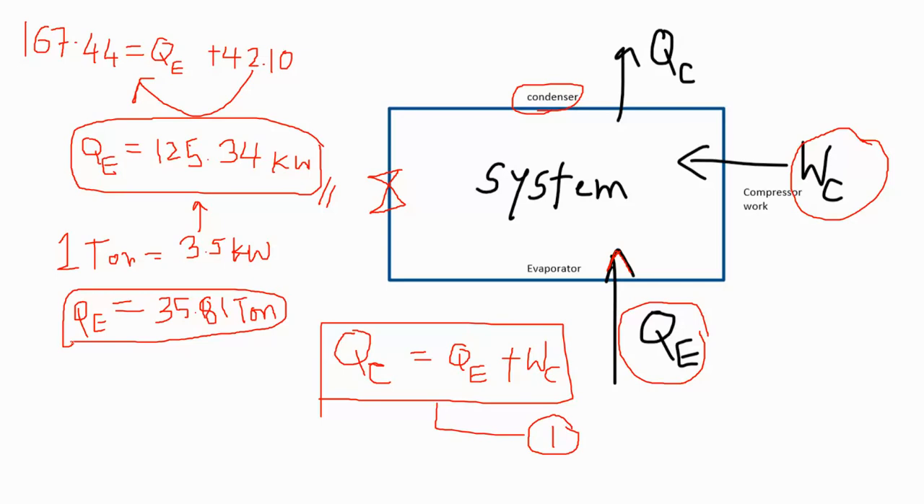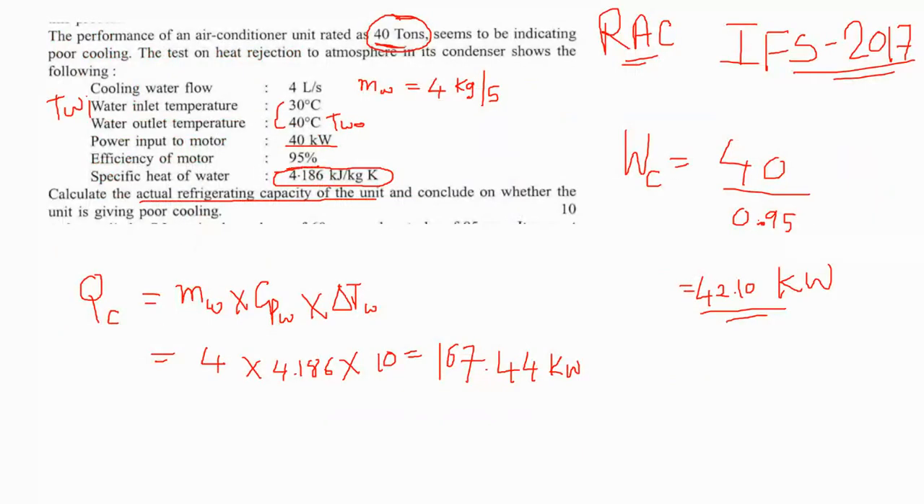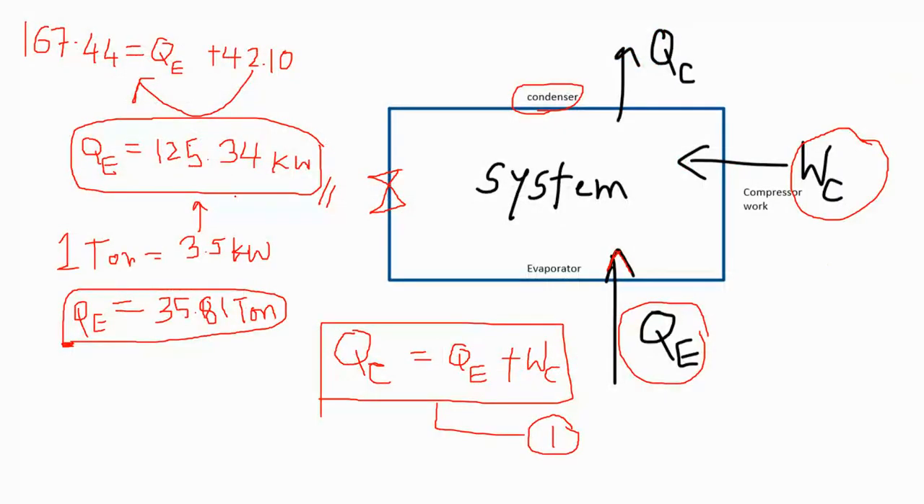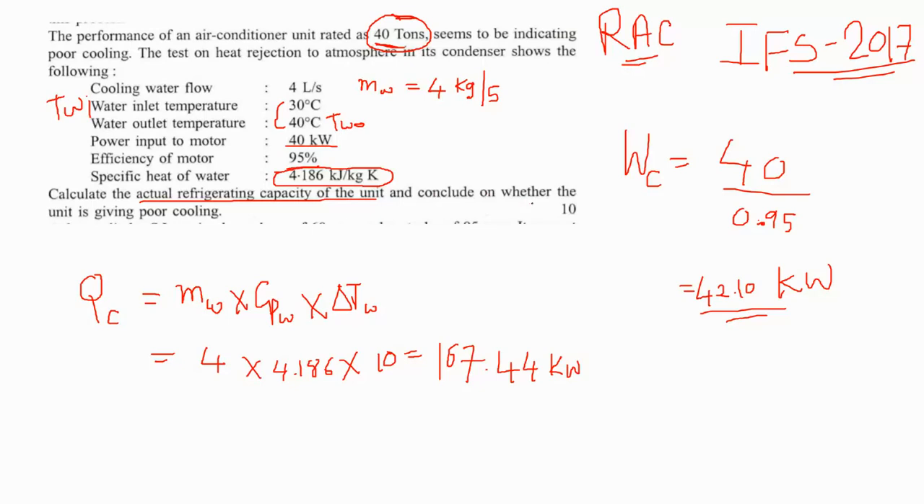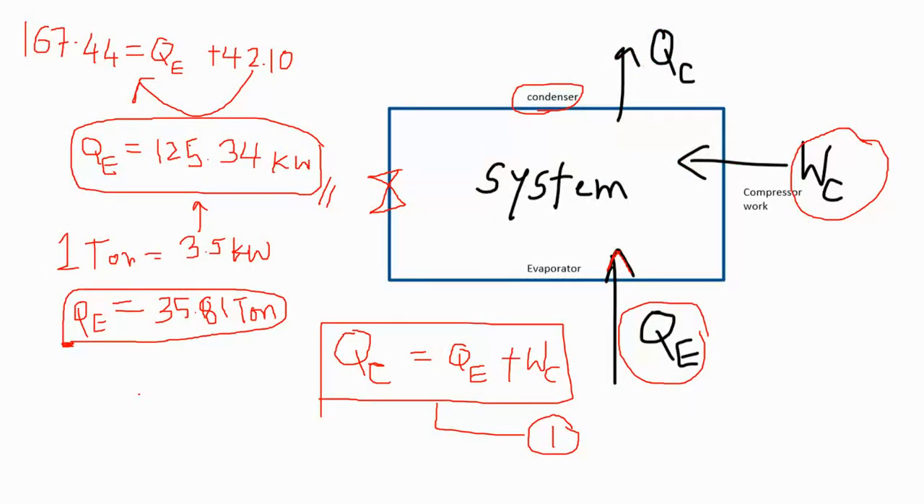So this much heat it is actually extracting. Our actual system's capacity is 35.81 tons. And conclude whether the unit is giving poor cooling. Yes, the unit is giving poor cooling because our required cooling is 40 tons. So here the difference is almost 4 tons. So this is the answer. Our actual answer is this.